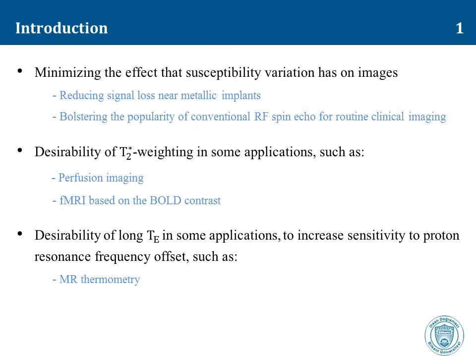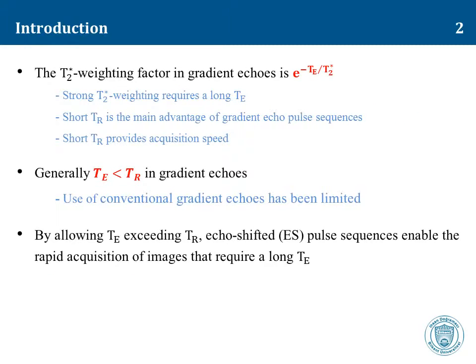for example to reduce signal loss near metallic implants. This has helped to enhance the popularity of conventional RF spin echo for routine clinical imaging. Sometimes, however, T2* weighting is desired for applications such as perfusion imaging that use contrast agents and fMRI based on the BOLD contrast. In other applications such as MR thermometry, a long TE is also desirable to increase its sensitivity to proton resonance frequency offset.